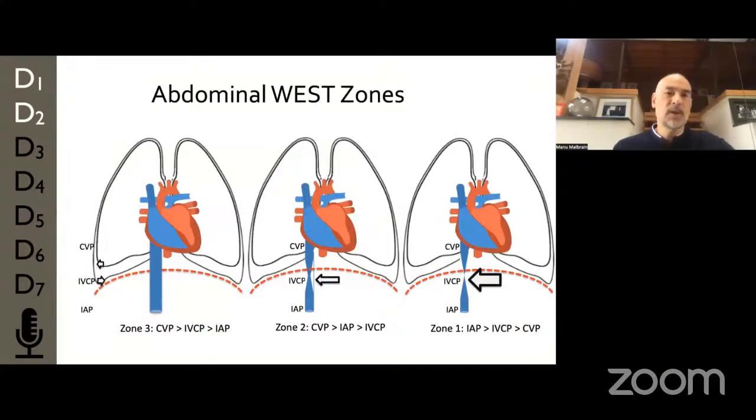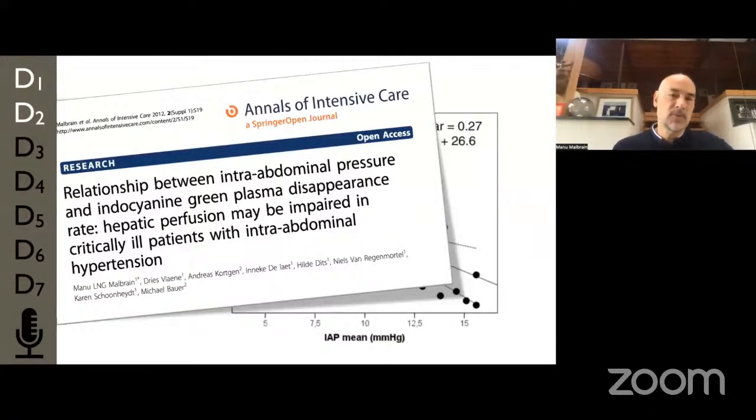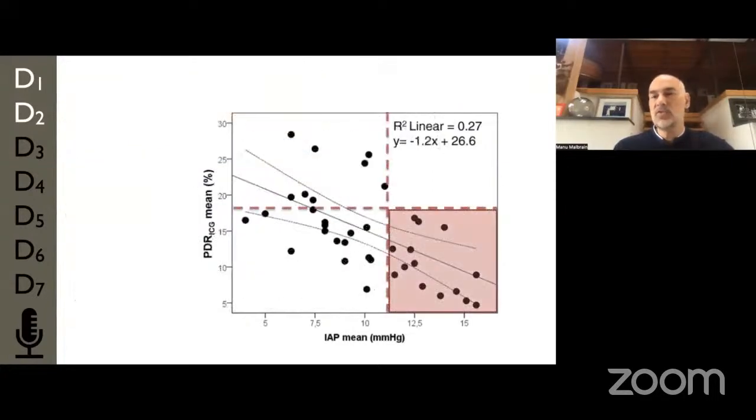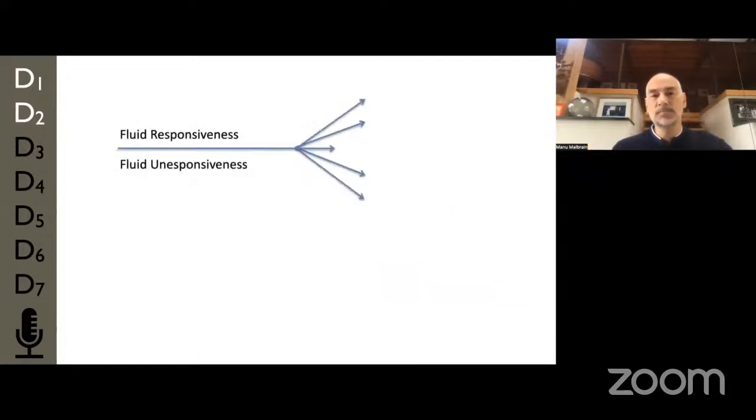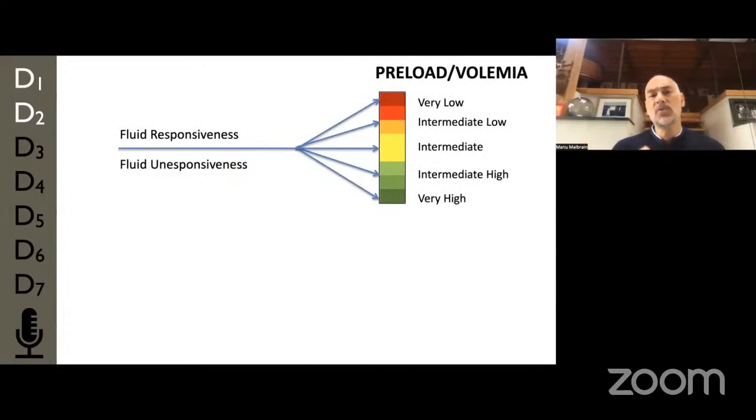It's also important to recognize the abdominal West zones, which relate to the interplay between central venous pressure, abdominal pressure, and inferior vena cava pressure. Because there is a relation between abdominal pressure and perfusion as measured with ICG-PDR. If you look at the normal ranges and you go to the higher abdominal pressures, you see that ICG-PDR is low.